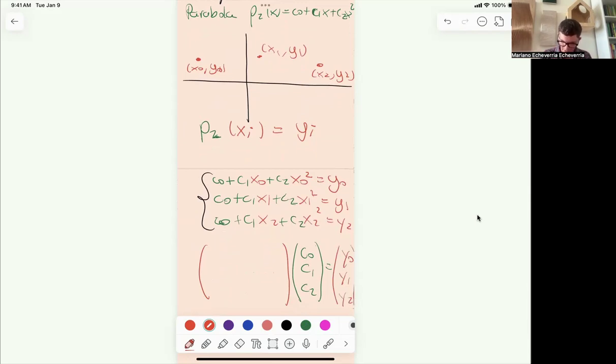And then what are the coefficients here? They are 1, x0, x0 squared, 1, x1, x1 squared, and then 1, x2, x2 squared. Okay? Is that making sense? That would be the matrix in this case.